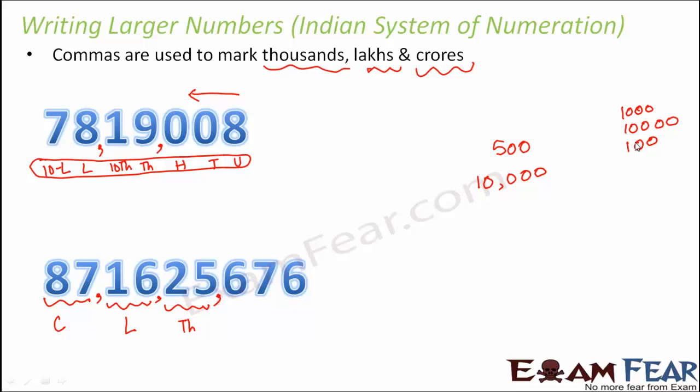Because if you have to give, say, a 100 rupee note to the shopkeeper, and by mistake you give him 10,000 rupees, that's a huge difference between the two. So it is very important that we read the numbers appropriately, and that is why this convention is termed as the Indian system of numeration.